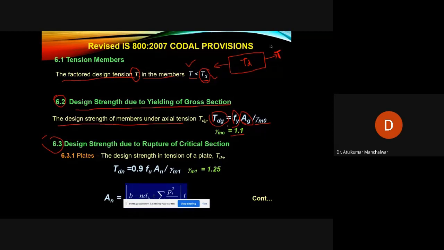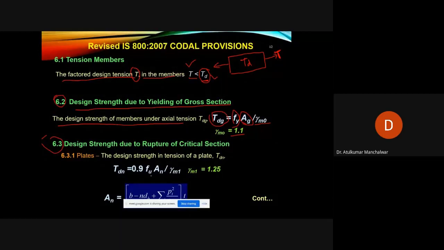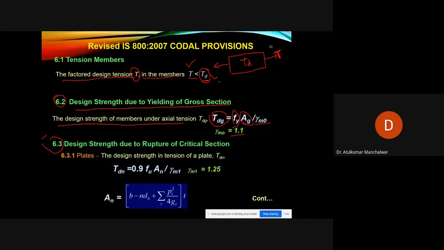Okay, so in that case, your factor of safety for that case should be 1.1. You have to show. Okay. Next is, see what is this TD. I told you this TD is the least value of these two, 6.2 and 6.3.